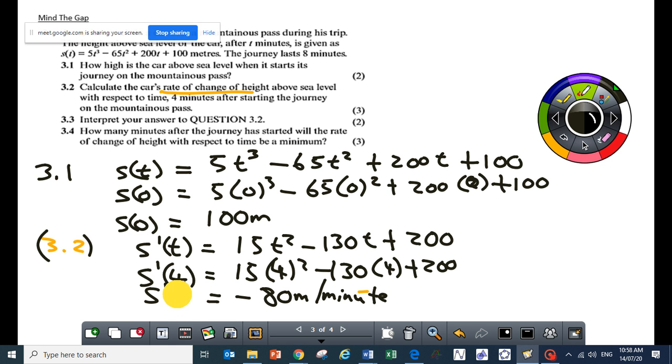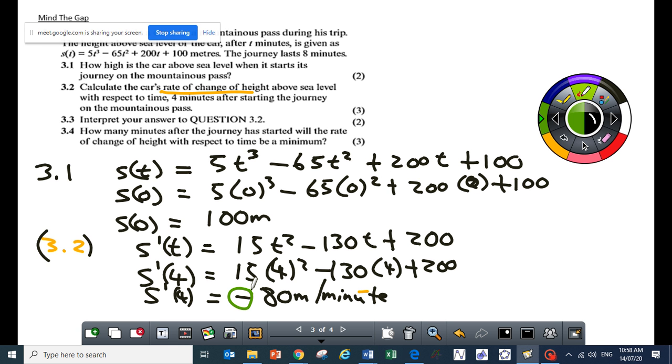Please don't be surprised that we have a minus there. Remember, if you are dealing with calculus of motion and there's a minus there, it means we are dealing with displacement. Of course, the question talks about height, but because of that negative, if we explain it in terms of height, it means the height is decreasing. Because the person was traveling on a mountainous path, probably the person is going down. It is decreasing at 80 meters per minute.